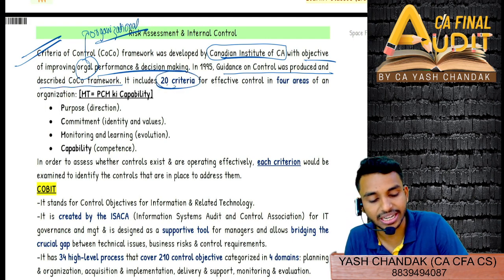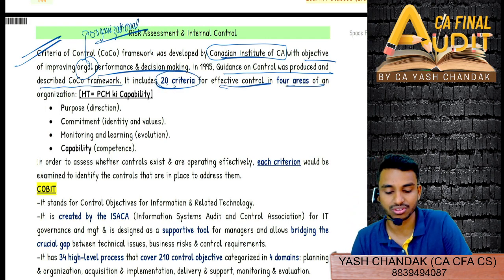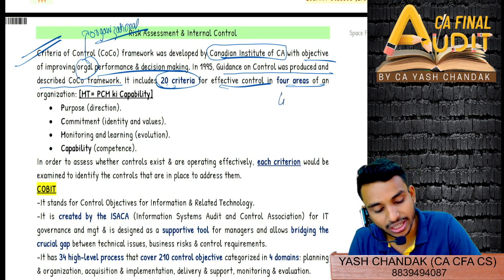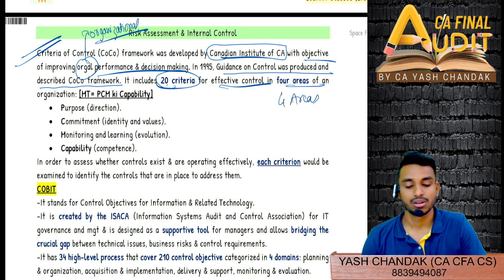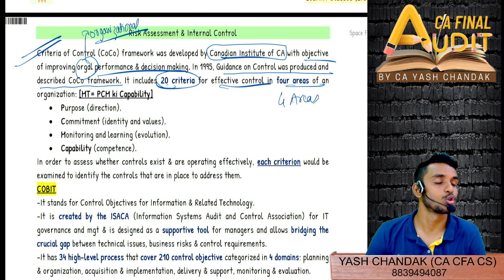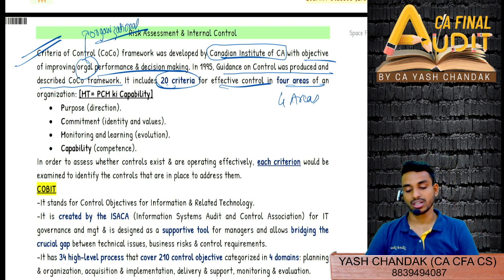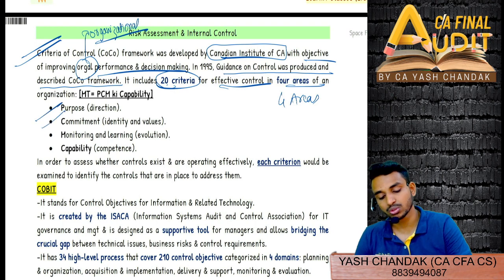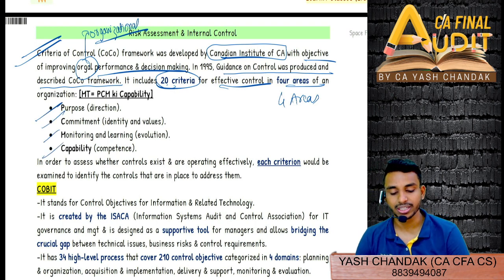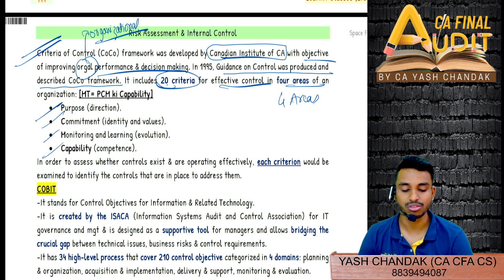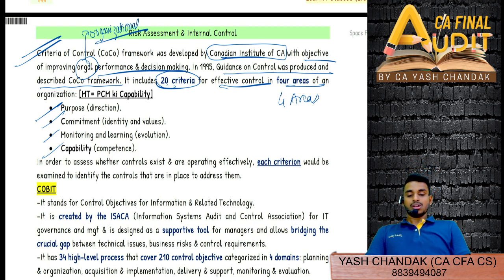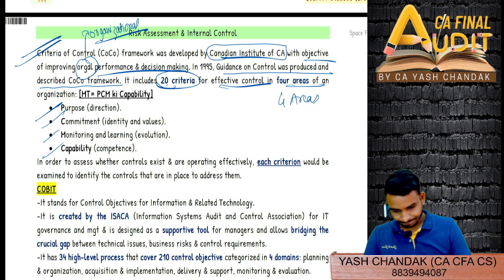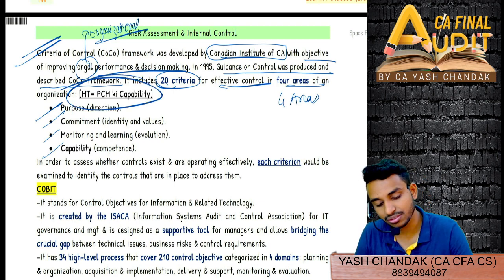It includes 20 criteria for effective control in 4 areas. So what they can ask is to mention the 4 areas under the COCO framework. COCO में कौन से 4 एरिया हैं? So it is more or less the same, but you need to mug up purpose, commitment, monitoring and learning, and capability, which is competence. So we also know this, you'll tend to realize this.